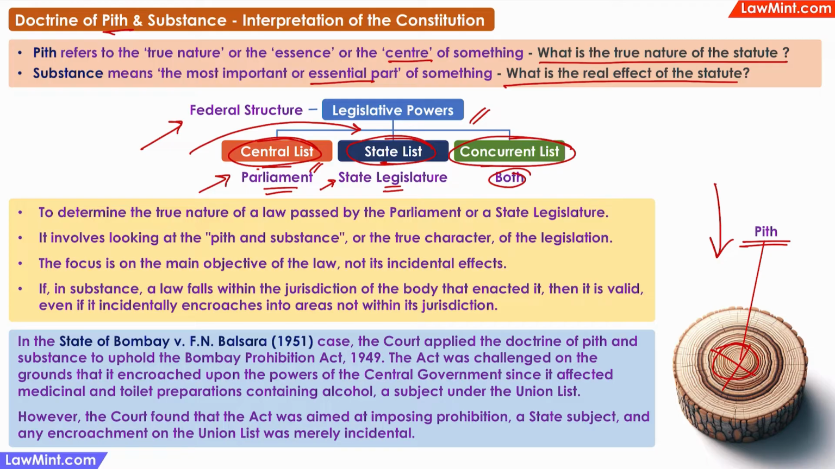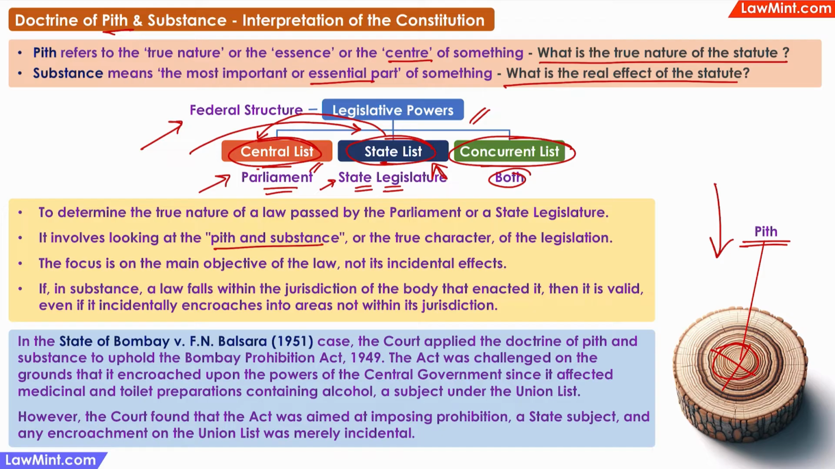Or what happens when a state legislature passes a law on a subject in the state list or the concurrent list, and that law significantly affects a subject in the central list? In that case, before deciding whether the law is valid or not, the court will look at the pith and substance of the law. Because many laws or statutes may have side effects that are not the main intention of the law, but there may not be any reasonable way of preventing the side effect without affecting the actual primary purpose of the law itself.